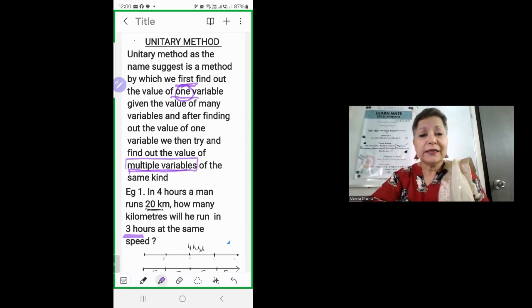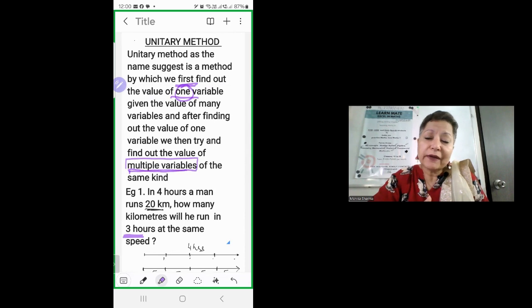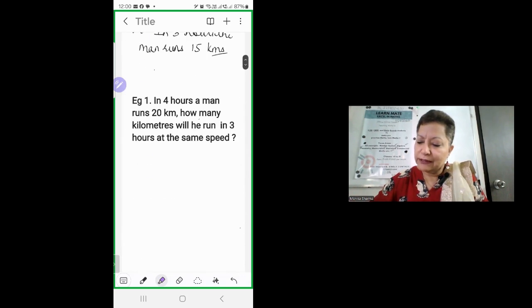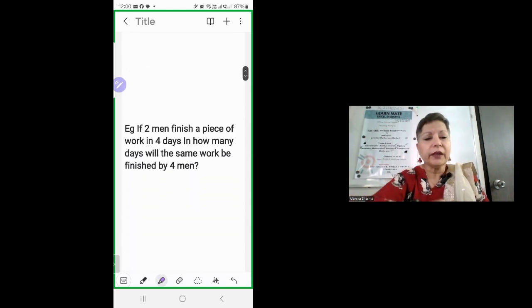But it is not always that when we are finding out the value of one variable, we need to divide. Now that we've grown bigger, we will understand that there are certain cases where, when we find out the value of one variable, you actually do not need to divide, you need to multiply. So let's just scroll down and see this particular example.